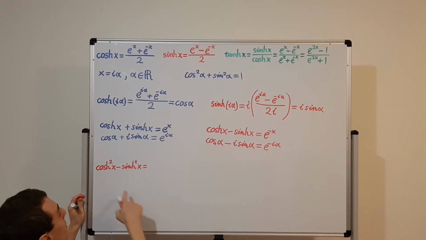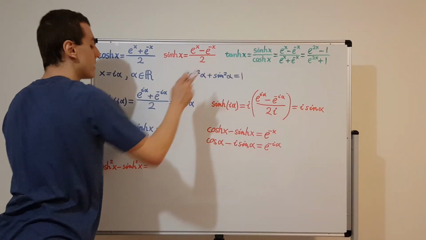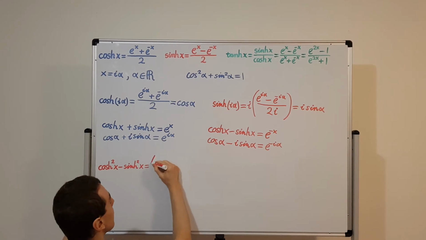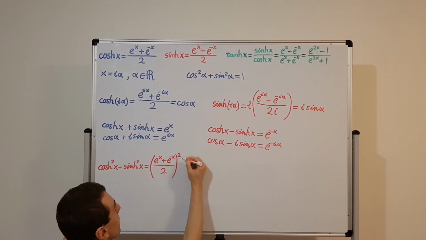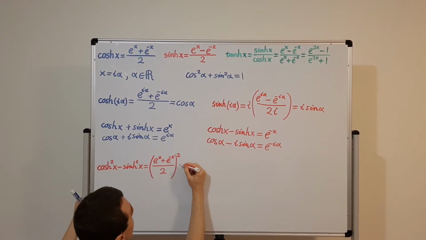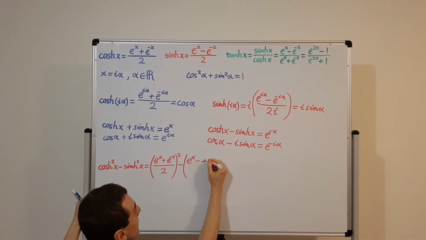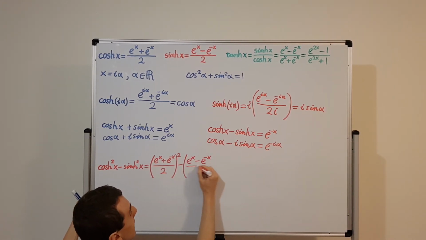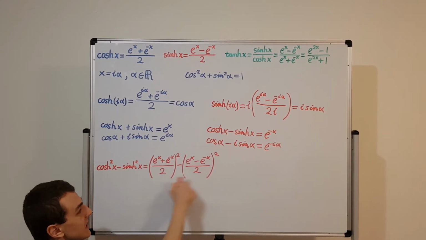I'm going to prove that by expanding these definitions. So let's take this definition and put them over here. That's going to give us e to the x plus e to the minus x, divided by 2, all squared. That is just the hyperbolic cosine part squared. Then we're going to subtract from that e to the x minus e to the minus x, divided by 2, and that's all squared.